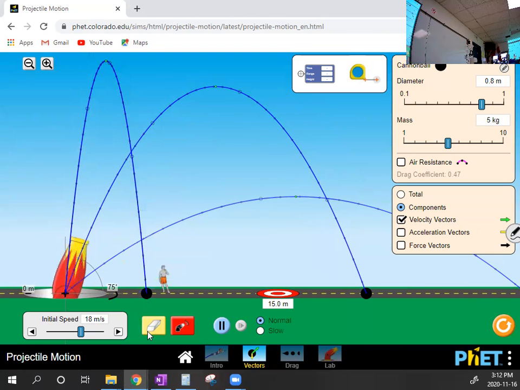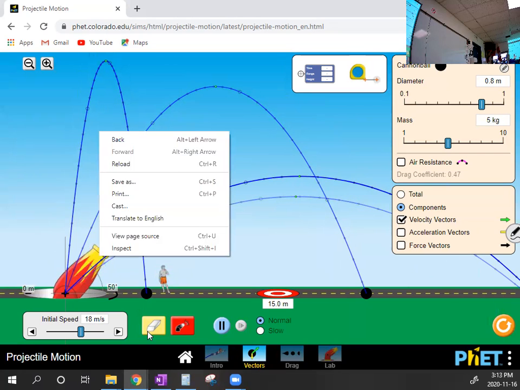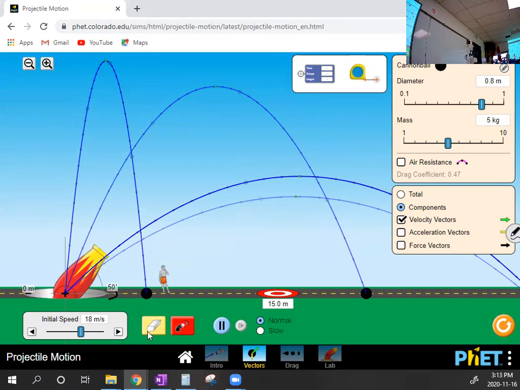Okay, now for optimal range, 45 degrees would be the optimal range. Let's try that one. It'll go farther here at 45 degrees than it would with any other angle. Okay, and there you go. So here's several launches, but one thing that stays the same the entire time is the horizontal component of the motion.